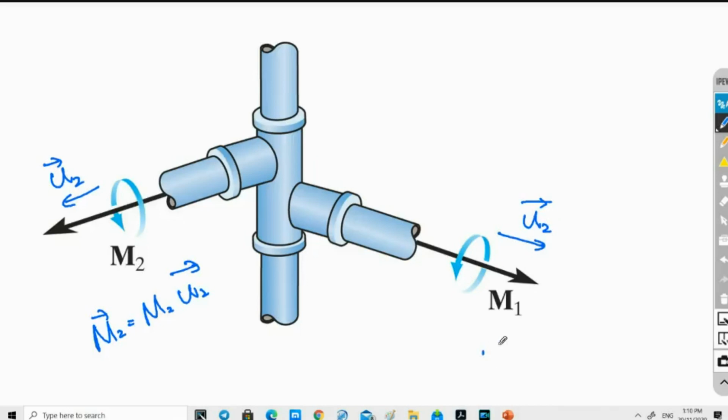Sorry, my number is wrong, so this should be two, and this should be one. So moment one here is just M1 u1. Hopefully all this catches. So the concept is straightforward, so let's move forward.